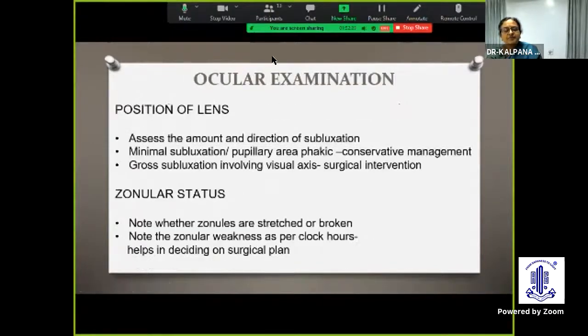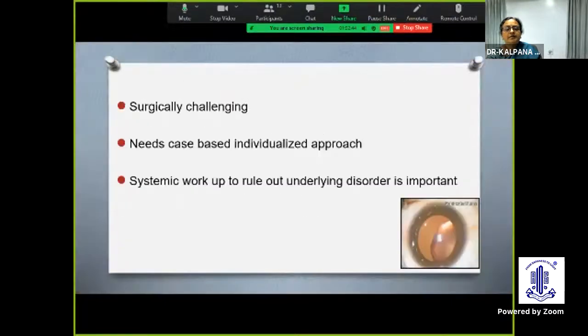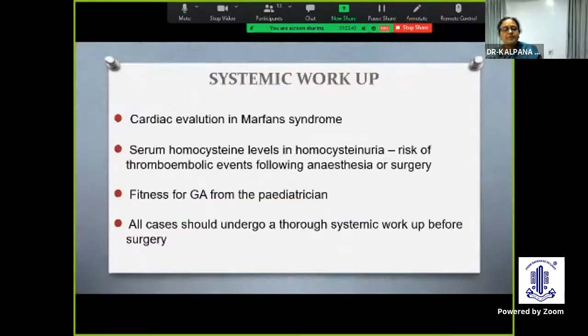Then ocular examination: before you proceed for surgery or the line of management, always assess the amount and the direction of subluxation. Whether it is a minimal subluxation, how many clock hours of zonular weakness are involved, and if there is a gross subluxation, what is your plan. So it's very important to have an ocular examination, and the systemic workup. I'm not going into the details of this because Dr. Akhila has already mentioned it. In the present scenario, it is always better to do a thorough systemic workup for all the kids who undergo general anesthesia, and more so when you have a special situation like an ectopia lentis.